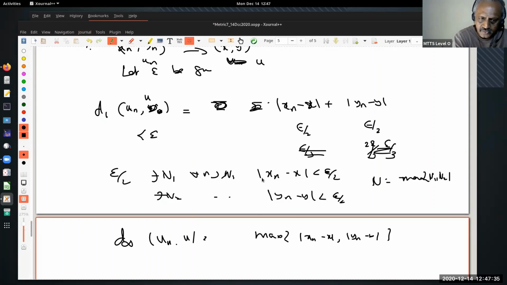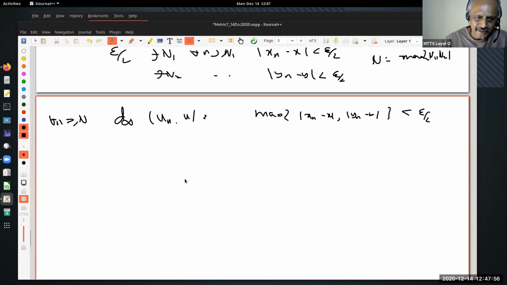So I know there is an n1, so that for all n greater than or equal to n1, this will be less than epsilon by 2. For all n greater than or equal to n2, this will be less than epsilon by 2. Therefore, if I take n equal to the maximum of these, this will be less than epsilon by 2, because each one of them is less than epsilon by 2. I want to show it's less than epsilon, but I have proved this. Are you following? Okay. Now let's look at D2.